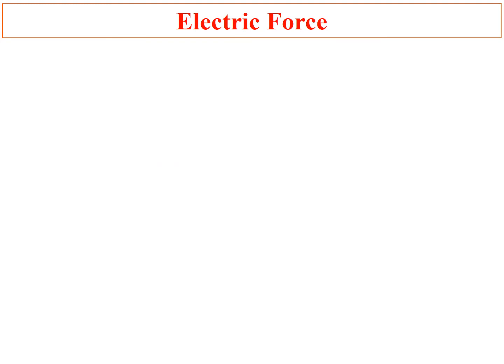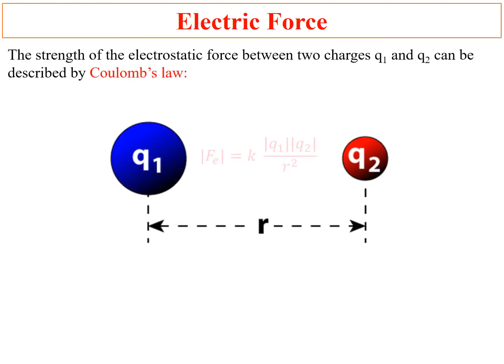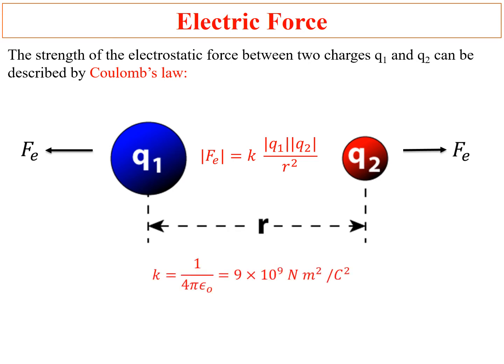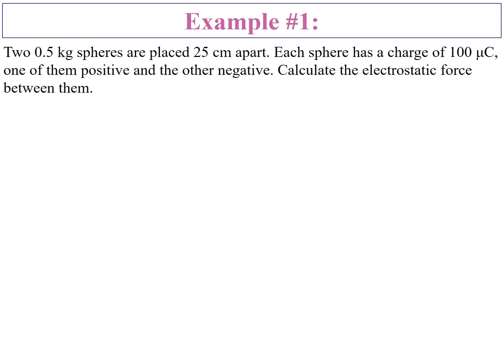Space, called the permittivity of free space, and its magnitude equals 8.85 times 10 to minus 12 coulomb squared per Newton meter squared. Let us take an example on the electric forces.